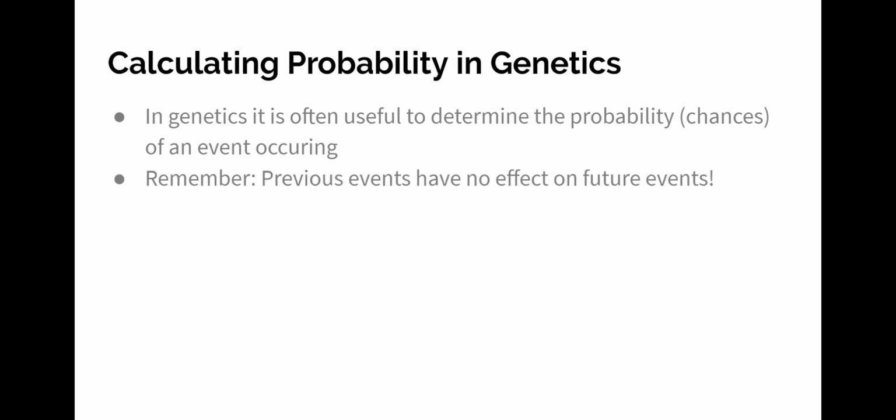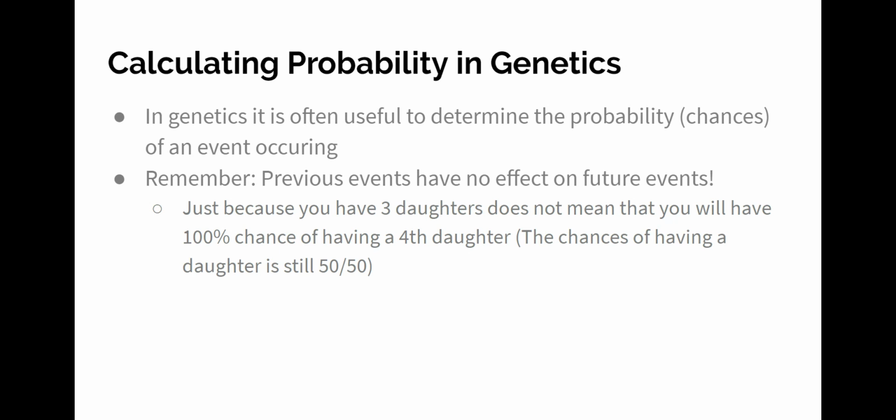I need you to remember, and this is something you've probably heard in probability before, that events that have happened prior to the event you are looking at have no effect on it. So, for example, if I was flipping a coin, every time I flip that coin, I have a 50-50 chance, 50% chance of getting heads or 50% chance of getting tails. If I flip the coin and I get heads the first time, and I'm going to flip the coin a second time, getting heads the first time has no effect on how I flip this coin the second time.